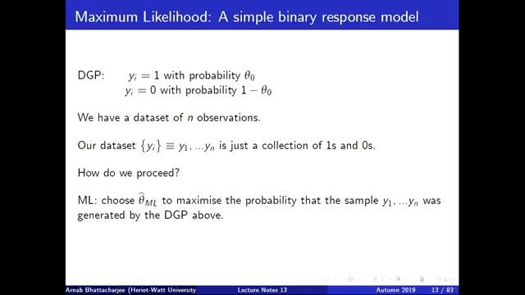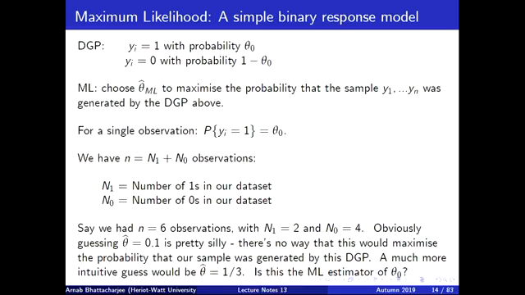Okay? So how will we find out what our true theta naught is? Well, we try to do maximum likelihood, so we want to maximize the probability that this sample of data is generated by this data generating process. Okay?